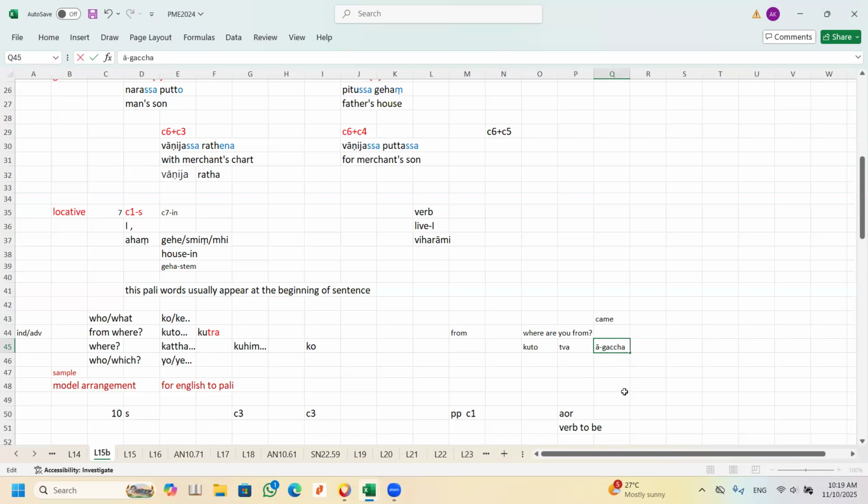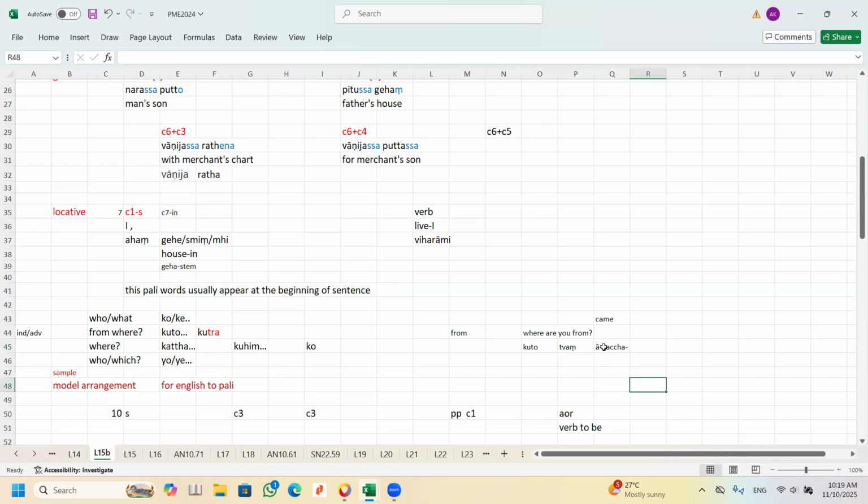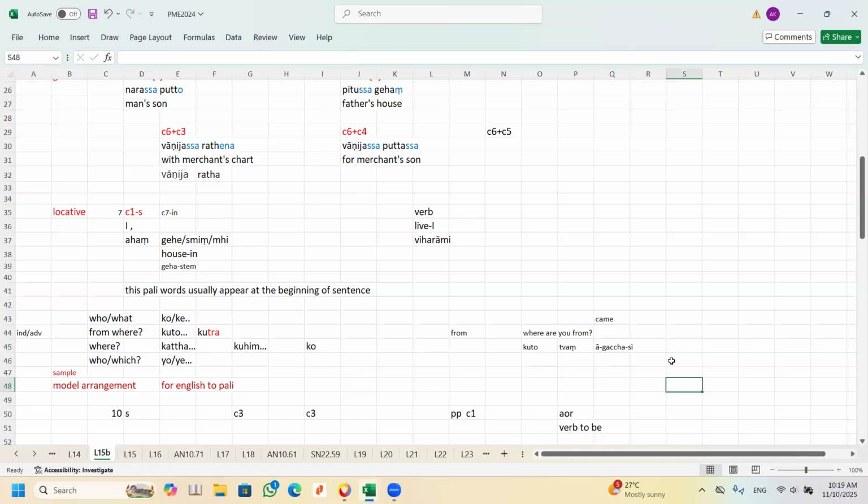Then you decide whether you're going to use second person or first person. Then you put your ending there. In this case you have to put si for your ending. So that means kuto tuvam agacchasi. That means where you come. This part is from where, broken, from where you come.